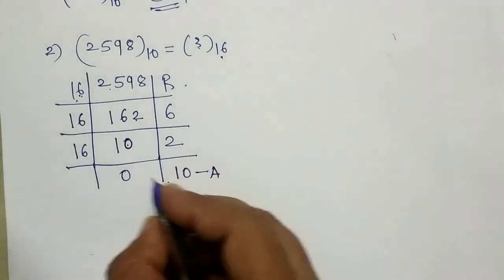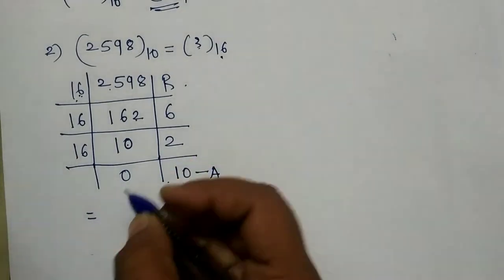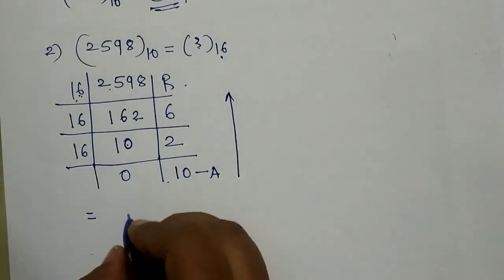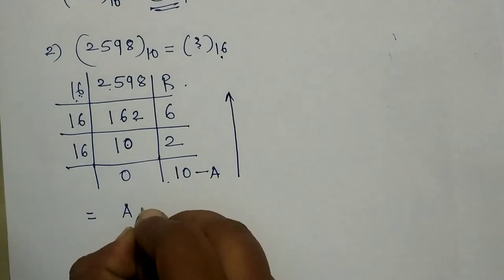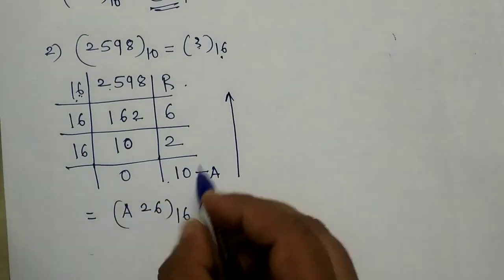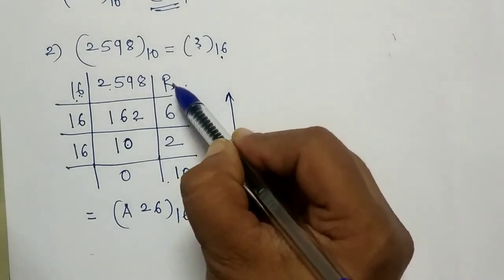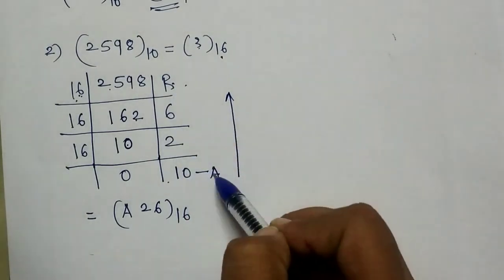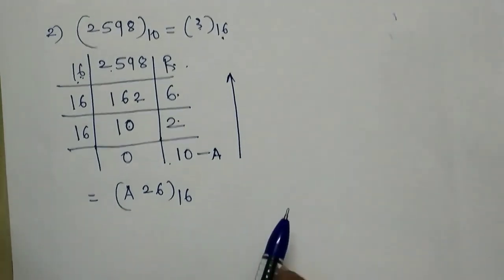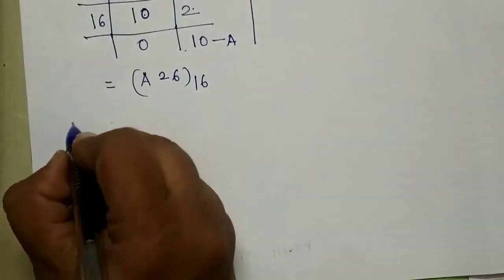Okay. So now write down the equivalent hexadecimal number in reverse direction. So the number is A 2 6 to the base 16. How does it come? We have to write down the remainders in reverse direction, A 2 6. Okay. Now again we'll consider one example.